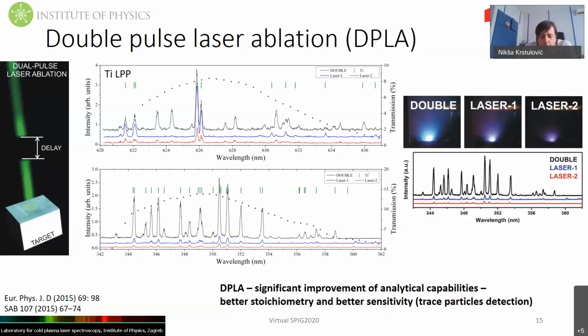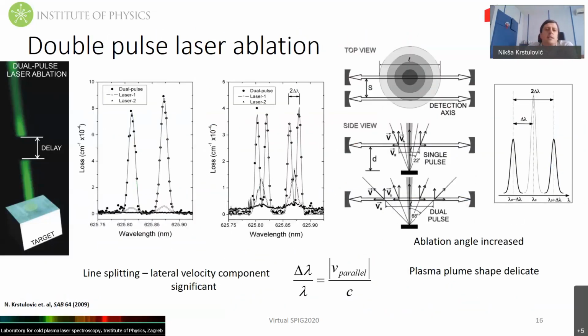We can also do that with cavity ring-down spectroscopy. This is the case when we perform the ablation of titanium in vacuum. And here it is obvious that at the same time window, at the same distance, we didn't see much with the first laser. Sorry, I don't see where my cursor is. When the plasma is produced with just the second laser, you can see that there is just a small spectrum, but for optimal time delay in double pulse mode, the spectrum is very nice and very obvious.